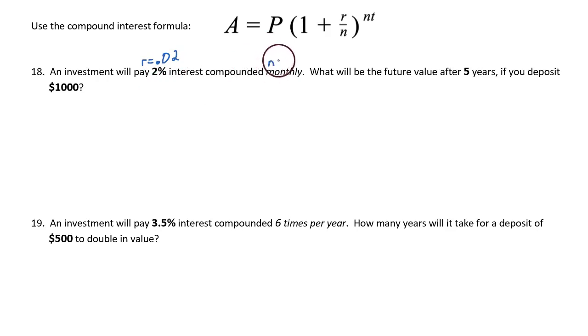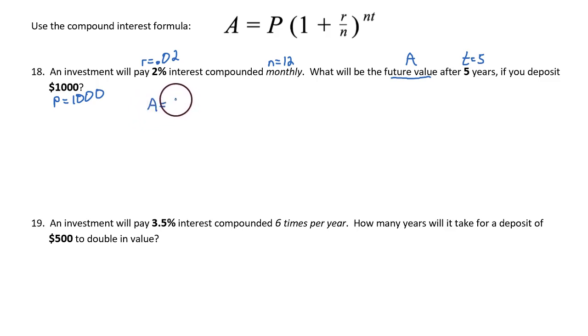Then it says compounded monthly. So take the time to go n equals 12. 12 times a year is what monthly means. What will be the future value? So future value is the letter A in the formula, meaning the amount in the future. Then it says after 5 years. So T equals 5. If you deposit $1,000 when you start, that's your principal investment. How much you put in there to start the investment. So P equals 1,000.